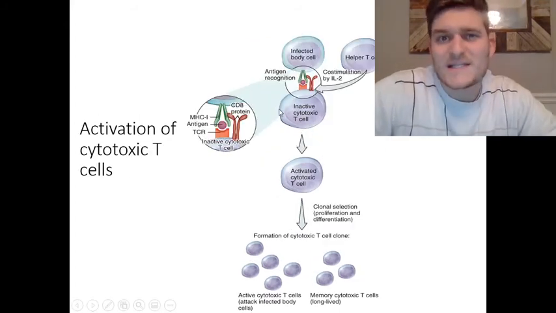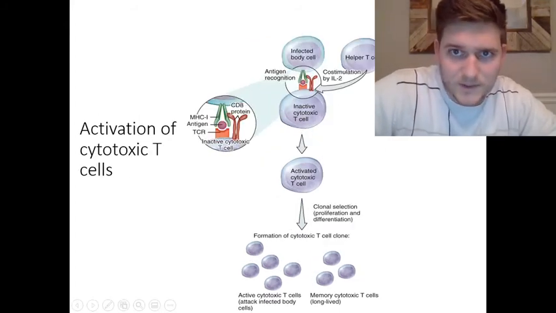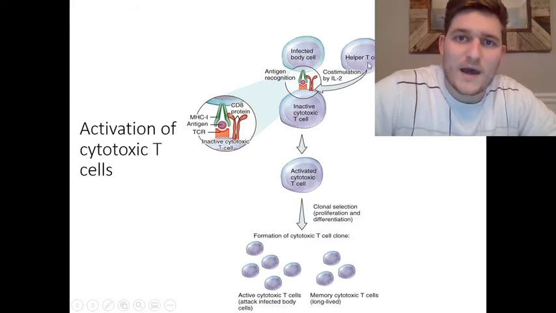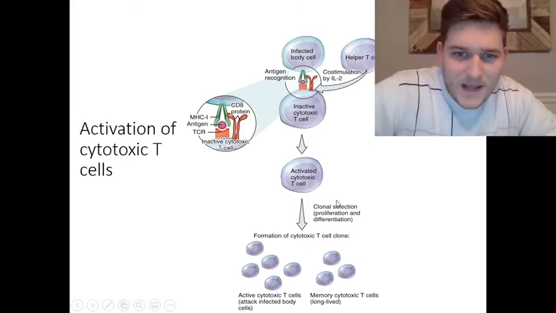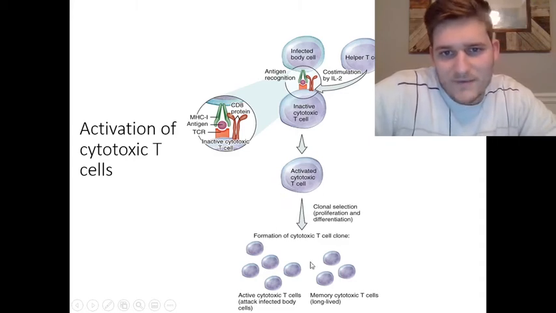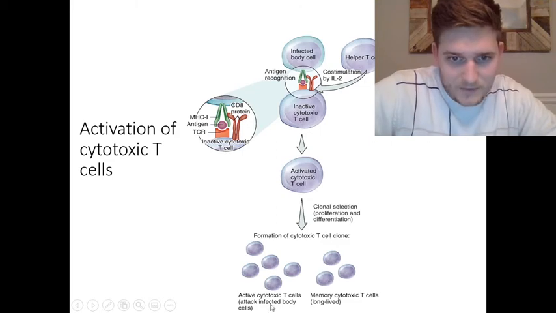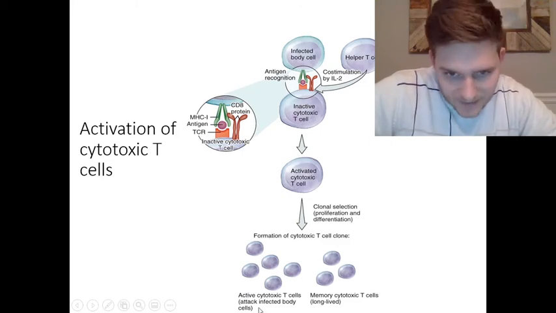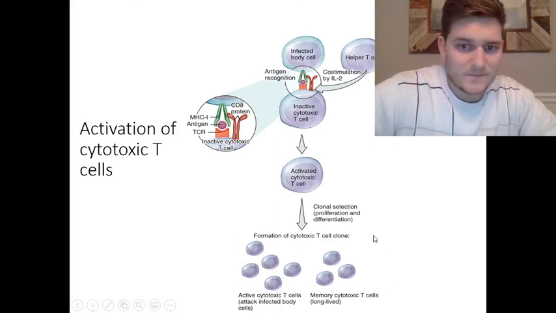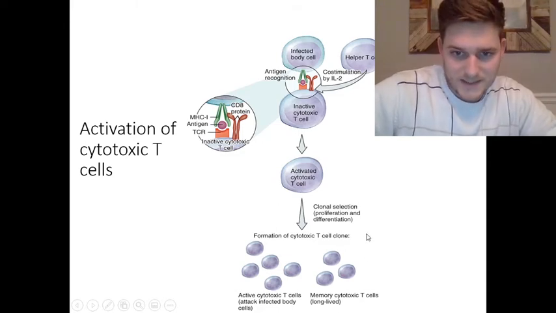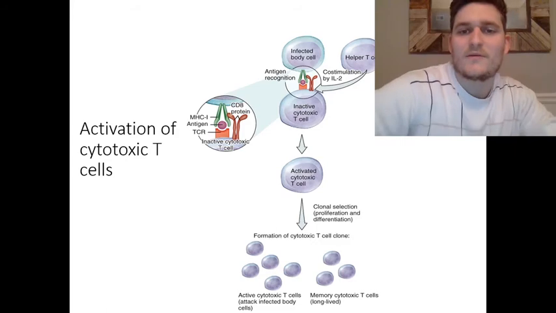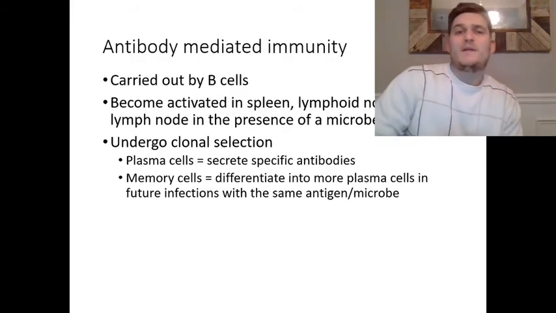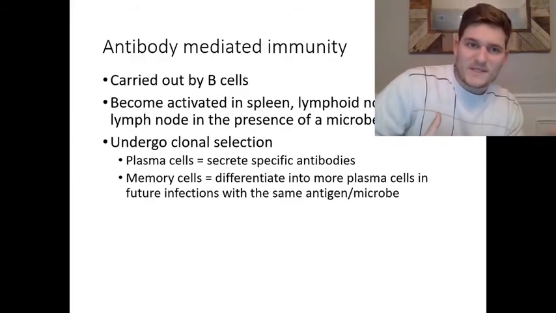Cytotoxic T cells also have receptors, but are going to receive help from helper T cells to become activated. And then once we have activated T cells, they will also proliferate and differentiate. And then we're going to have some active ones which attack infected body cells. And then we're going to have memory cytotoxic T cells, which again help in the long term against these different invasions.